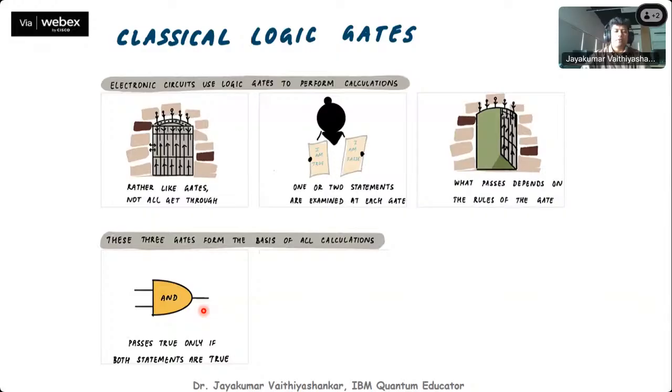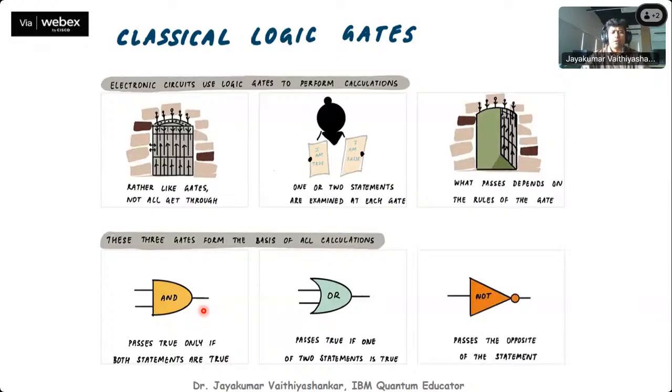So take an example of an AND gate. An AND gate has two inputs, and these two inputs are converted into one output. If both statements are true, only then will you get an output. Take an example of an OR gate, which is the opposite of AND. If one of the inputs is true, then you will get a true output.